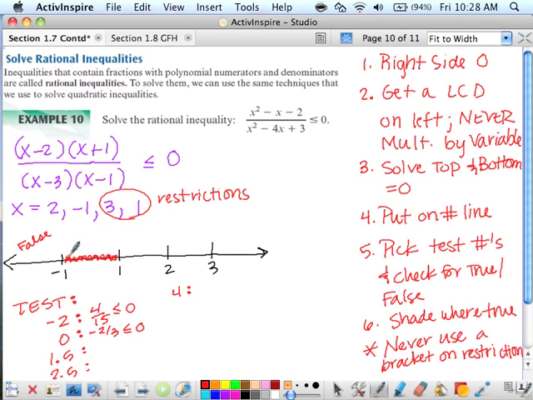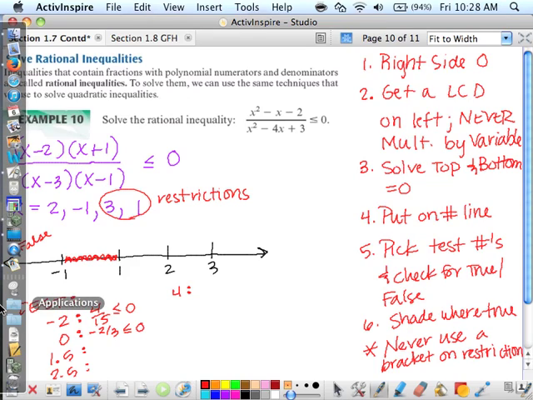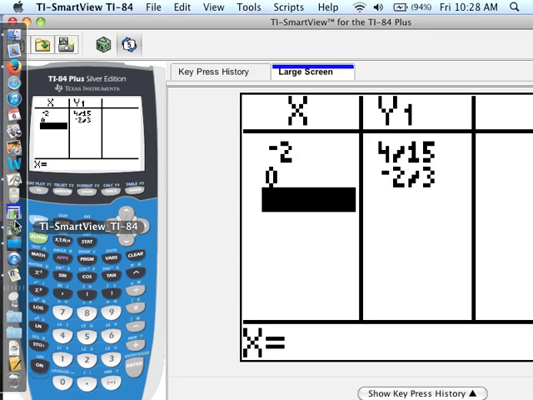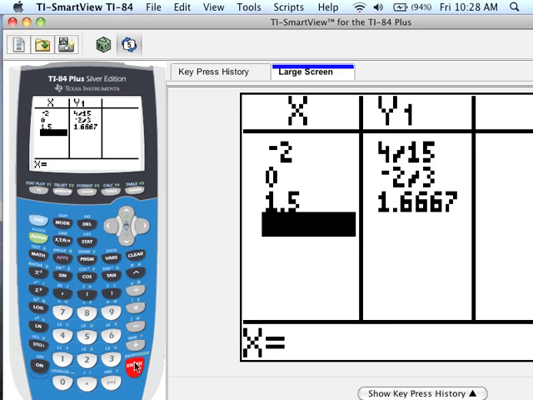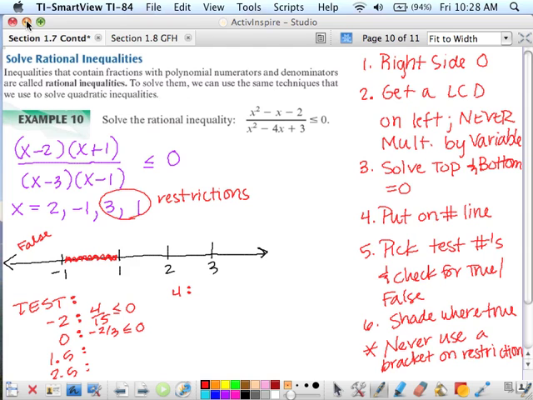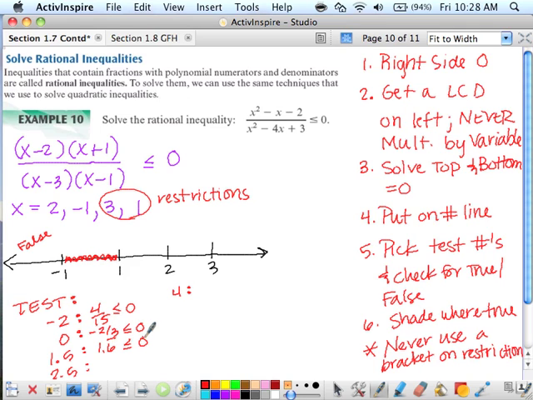When I put 1.5 into my table, I get the decimal positive 1.6667, so positive 1.6 repeating is not less than or equal to 0. It's false. So here's false. What happens when you put in 2.5 to your table? Negative 2.3, which is less than or equal to 0, so it's true. So we're going to shade there.